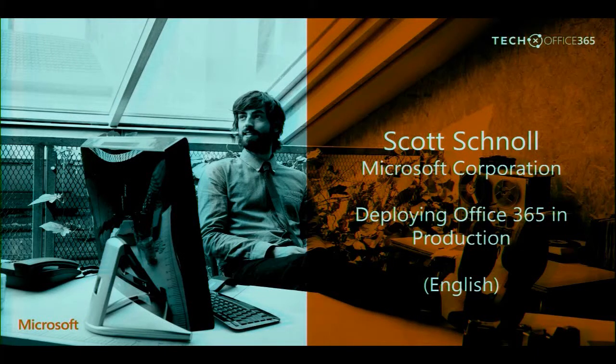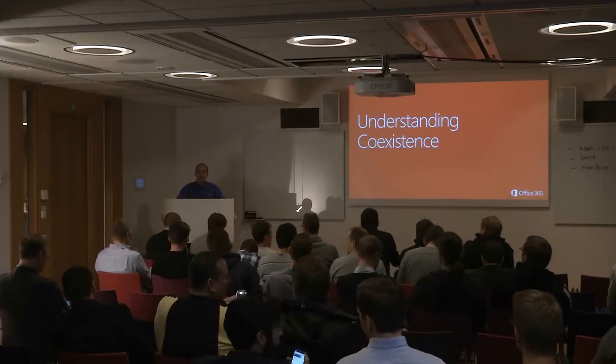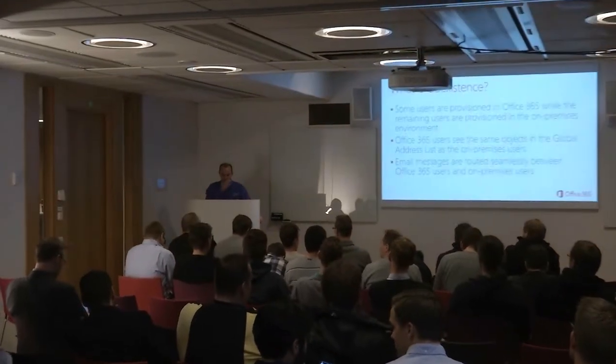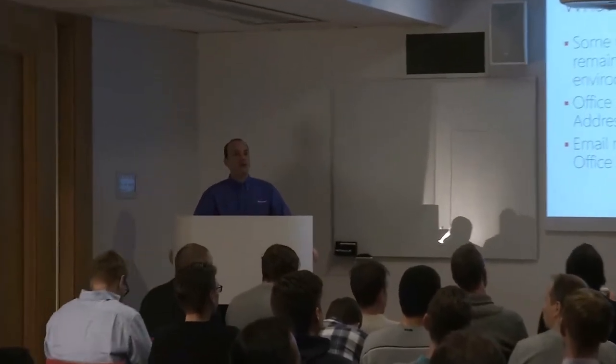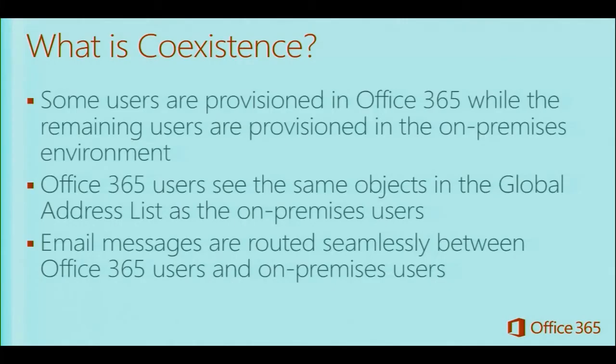Let's continue on, and so now let's talk about coexistence next. So I'm sure most of you know this, but I'll just say this anyway. The basic definition of coexistence is simply when you have some users in Office 365 and some users on premises. And when you're in that configuration, your Office 365 users see the same global address list as your on-premises users, and email ends up being seamlessly routed between those two sets of users.